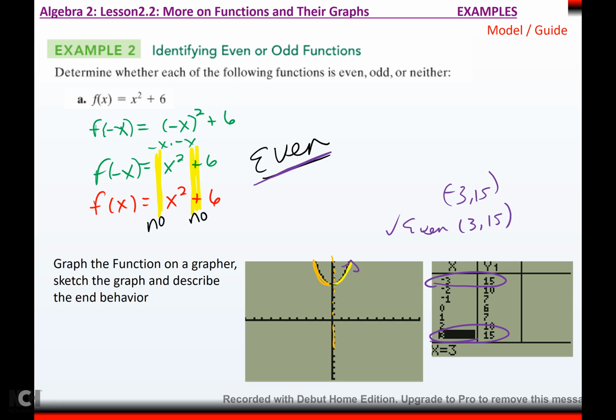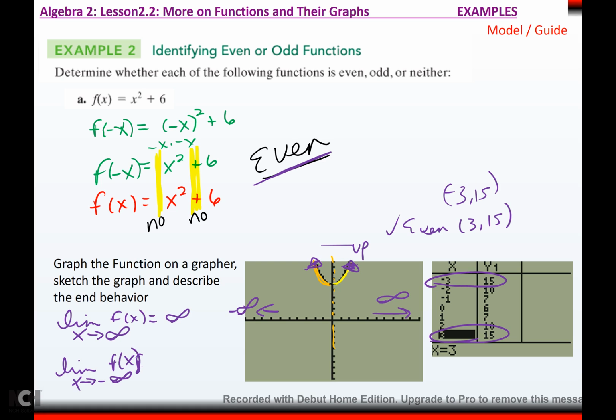And end behavior, both arrows are pointing up, so the limit as x approaches infinity, the function is getting higher, so the function is approaching infinity. As I go to the right, the function is going up. As I go to the left, which is the limit as x approaches negative infinity, the function is again going to positive infinity. And there's your end behavior.